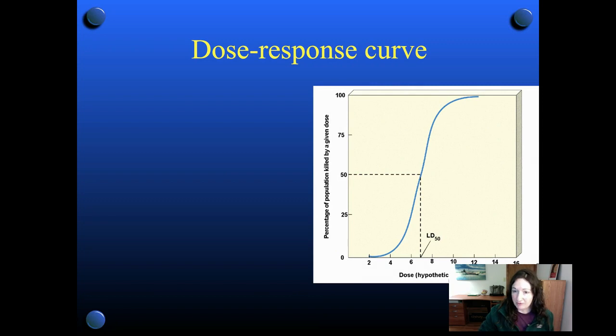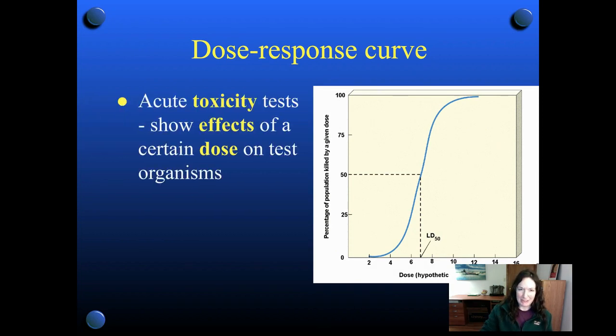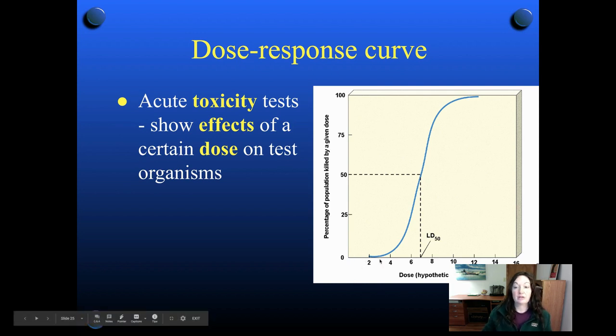A dose response curve is used to show what response you'll get at a certain dose. So this one is shown, the response is actually measuring death. The dose response curve itself is generated using acute or short-term toxicity tests that show the effect of a certain dose on the test organisms. Like I said, this is showing what dose will kill 50% of the organisms and 100% of the organisms. So it just shows the effect of the dose on death of the organism.